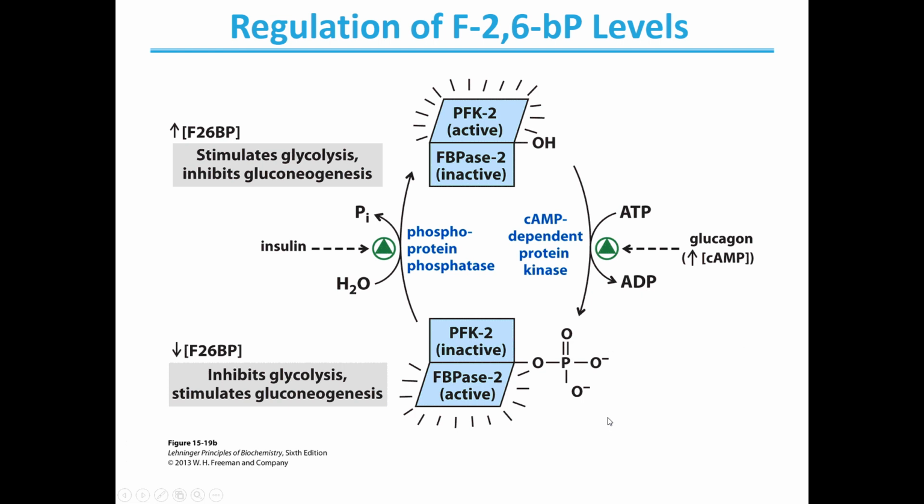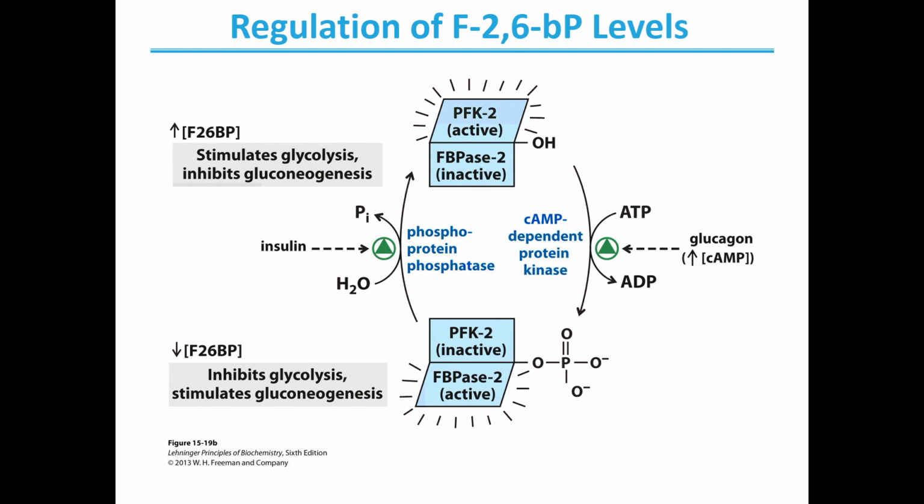So what is the regulator for this PFK2 activity? PFK2 is active when it is not phosphorylated. In the presence of insulin, we remove the phosphate from PFK2 and it's in the active form. Therefore, insulin triggers production of fructose 2,6-bisphosphate. So insulin is stimulating glycolysis.